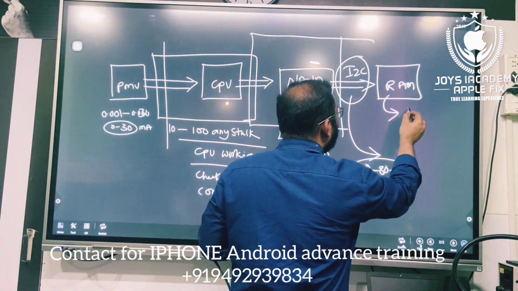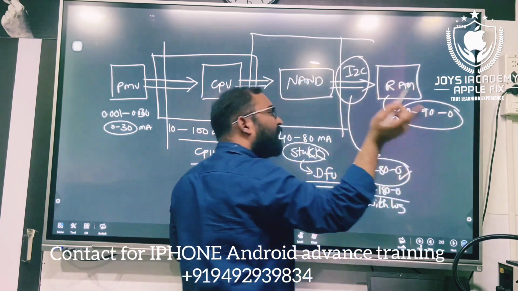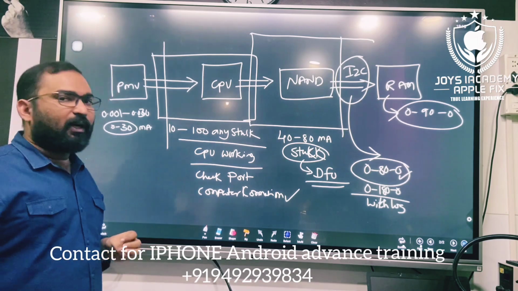If it fails, the RAM will give you 0, 90, 0. That means it repeatedly tries 0, 90, 0, 0, 90, 0 like that. Okay? Understand what I mean to say?